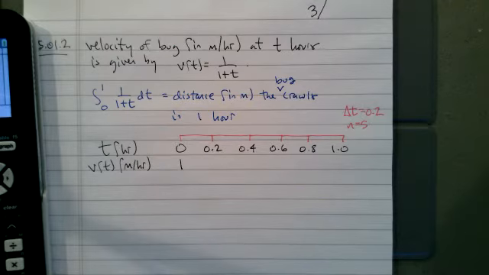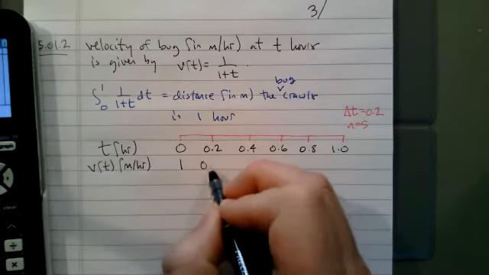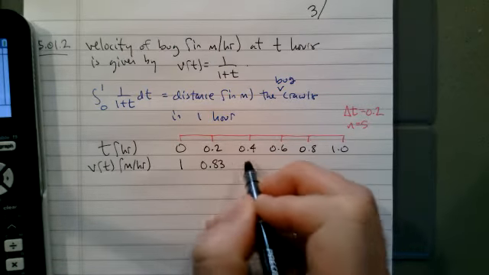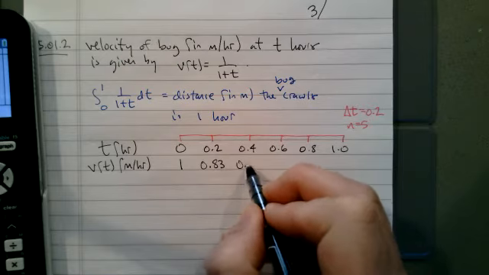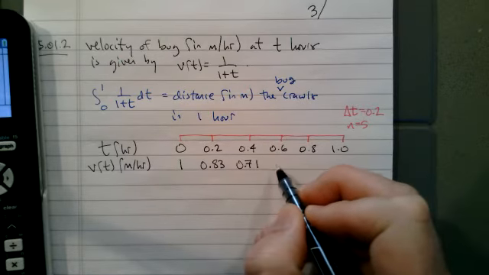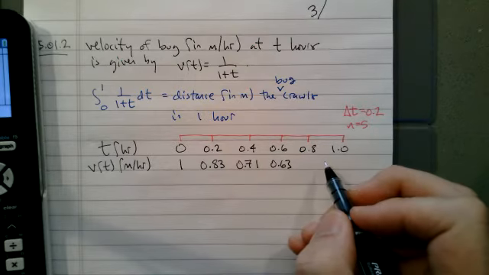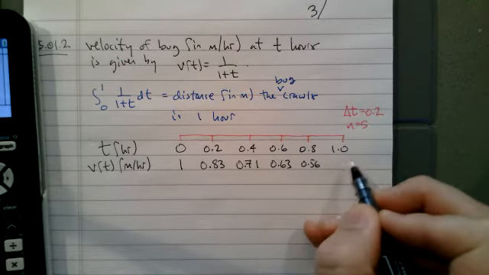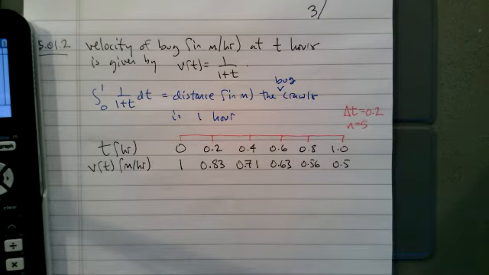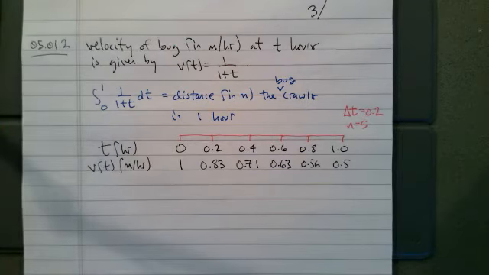If it just maintained constant speed, it would go 1 meter in 1 hour, but it's slowing down. So at 0.2, its velocity drops down to 0.83. At 0.4, the velocity is down to 0.71. 0.6 is 0.625, so 0.63. At 0.8 hours, we have 0.56. And at 1 hour, we have 0.5. It could be a small bug, and it's not really under any pressure to move quickly. It's a bug out for a stroll.